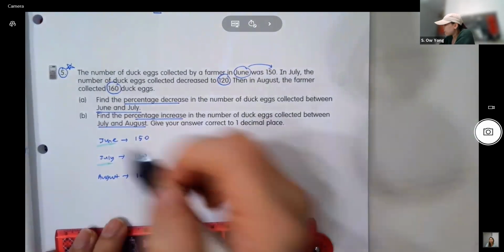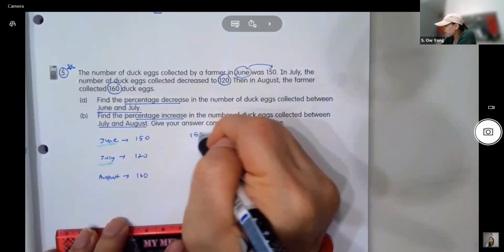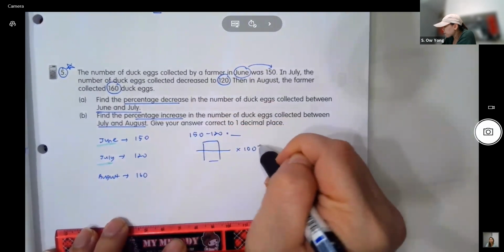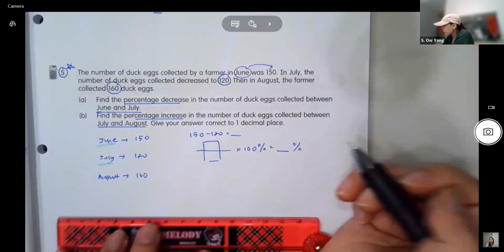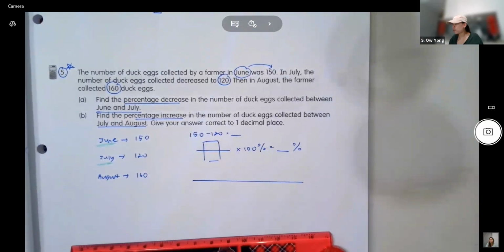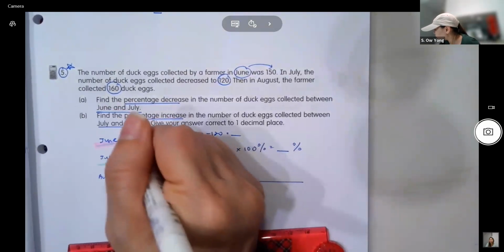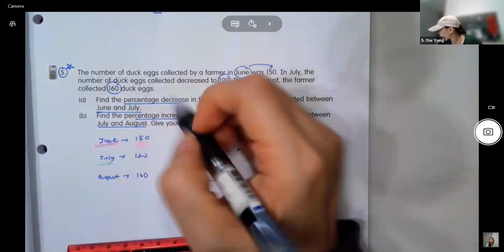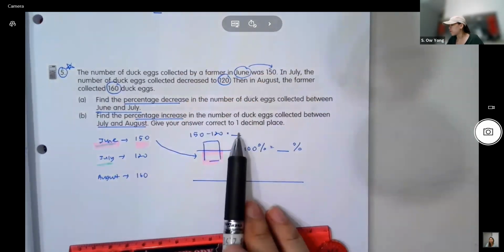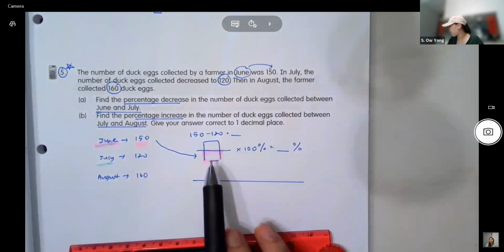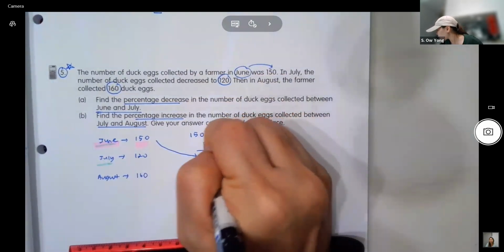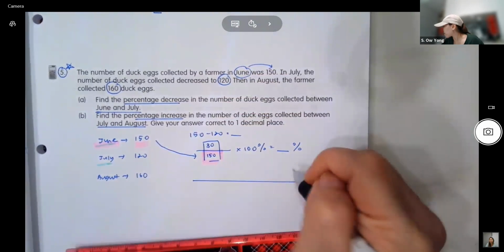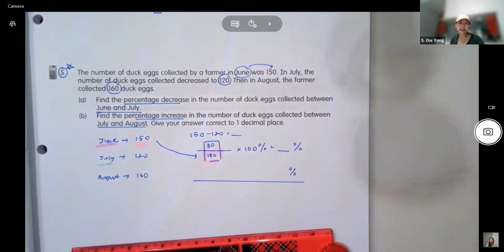Who is your 100%? You're comparing June to July, so you take 150 minus 120, then you go and find out. Then that is your part A answer. Who should be at the denominator? You are right, the 150 should be at the denominator. Then you put your decrease on top, 30 out of 150 times 100%. Go and find out the answer. You will find quite a nice number in part A.